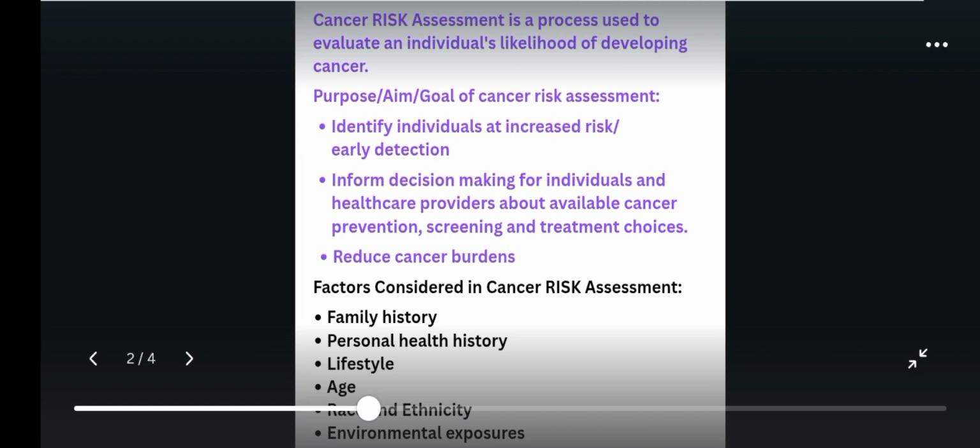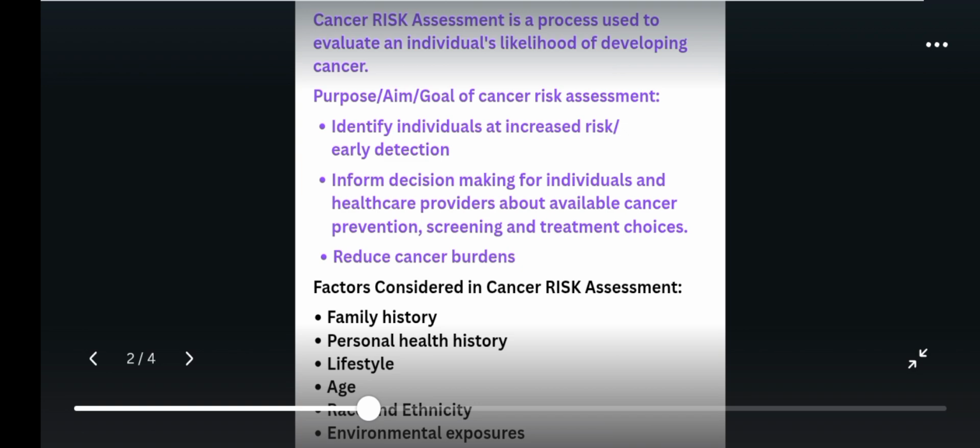And the second aim is to have an informed decision making for individuals and healthcare providers about available cancer prevention, screening, and treatment choices that exist, so that this individual that may have identified itself or have been identified to have a higher cancer risk can be helped to make choices on available screening, prevention, and treatment, so that the effect of cancer or the burden of cancer can be reduced. Of course, which is the third aim, that is to reduce cancer burden.